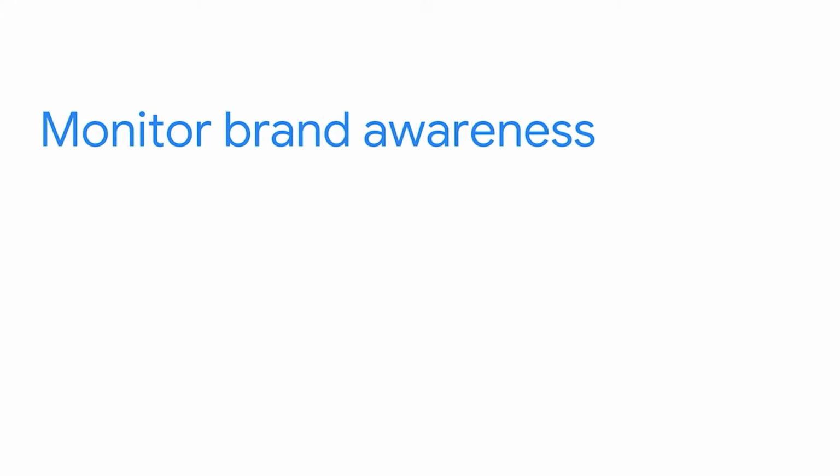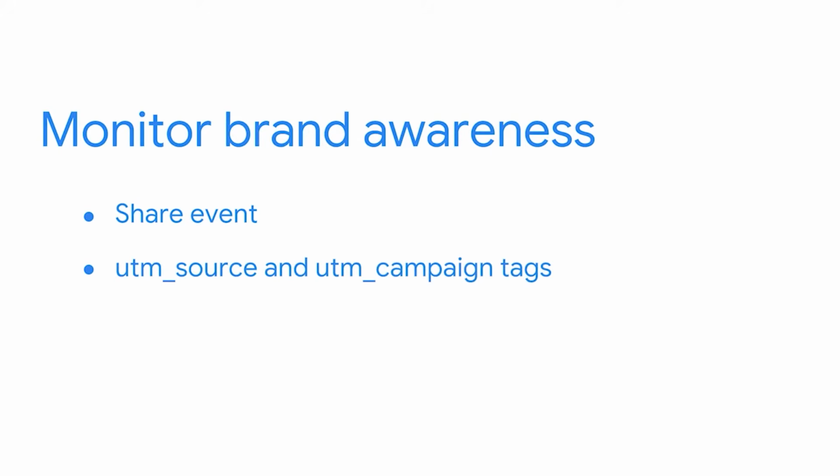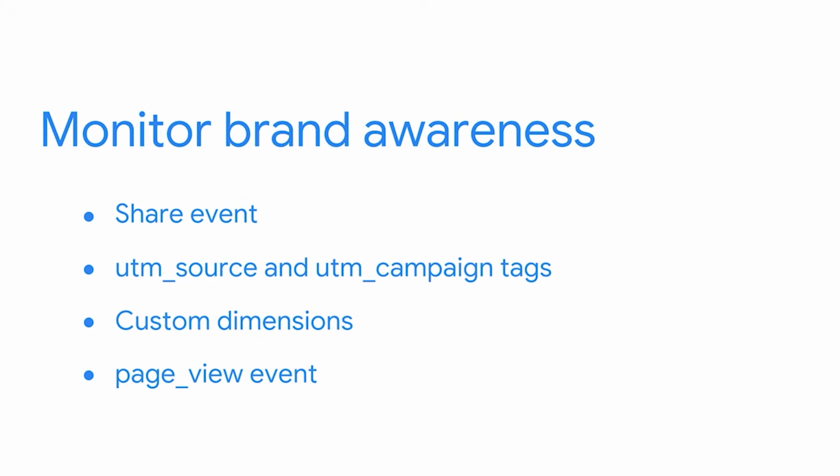If you use Google Analytics to help monitor brand awareness, you would confirm that the share event is enabled to track shared links and that UTM source and UTM campaign tags are added to URLs that can be shared. You would also confirm that custom dimensions for these UTM tags are configured in Google Analytics. And lastly, you would confirm that the page view event is enabled to monitor the number of impressions for content marketing pages.